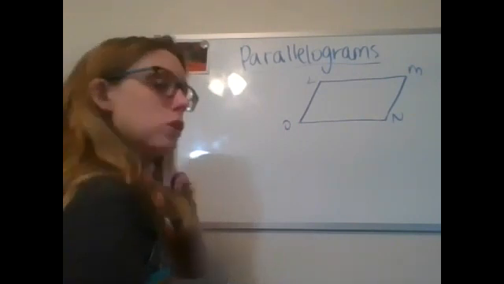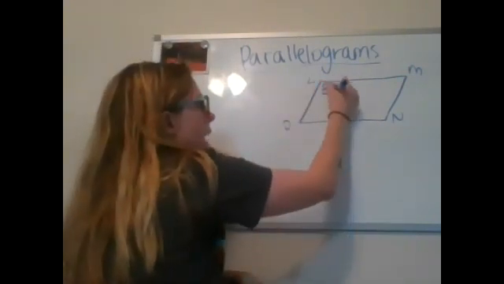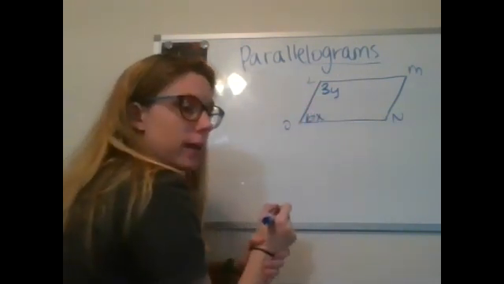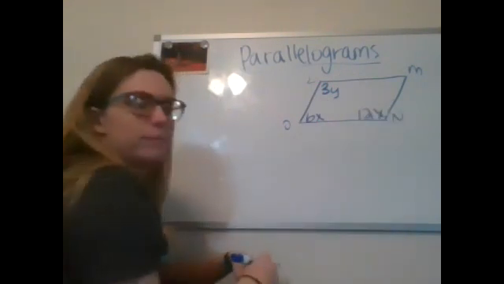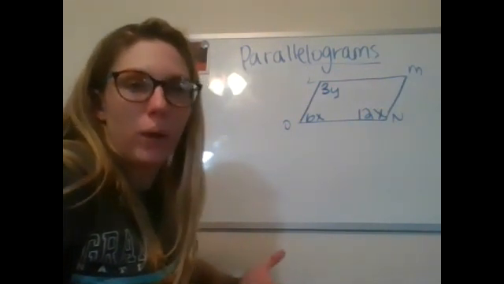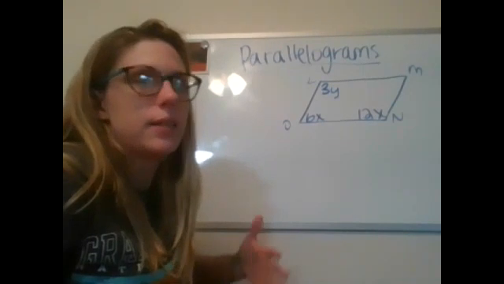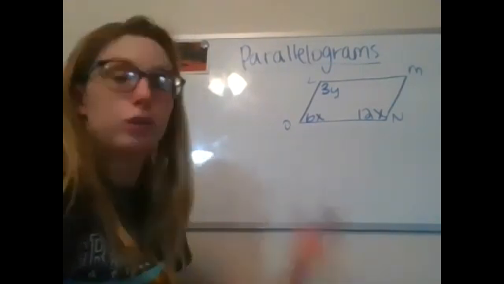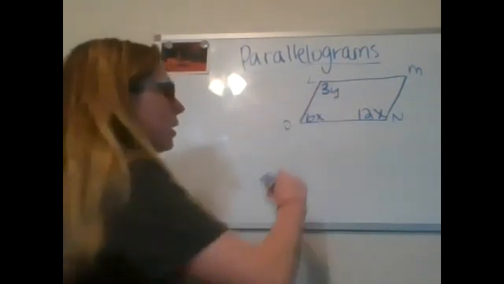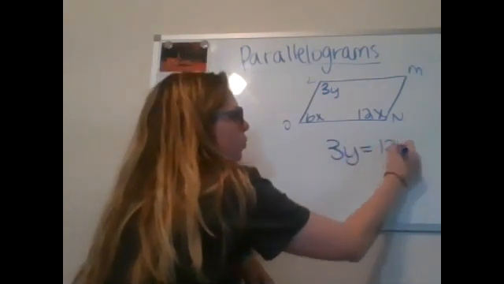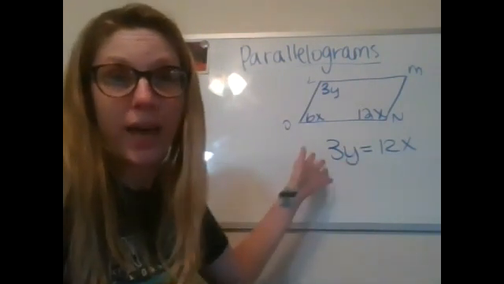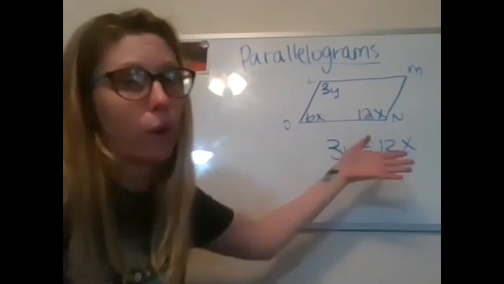I'm going to say that angle L is 3y, angle O is 6x, and angle N is 12x. My first instinct is to solve the easiest first, and usually the easiest are things that are equal to each other. Opposite angles are congruent, right? If I set up 3y equals 12x, I can't solve that without knowing x or y first.